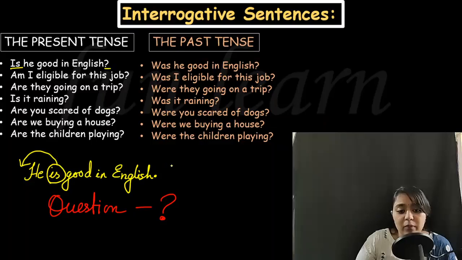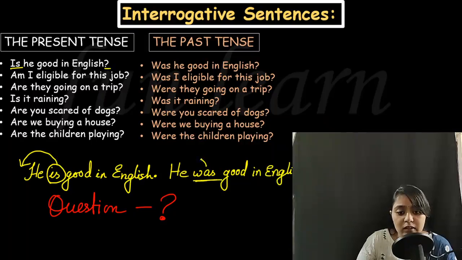So see here, he is good in English. If we change into past tense, it will become he was good in English, right? But since this is an interrogative sentence, what we'll do is take this was and put it here, and it becomes was he good in English. In the same way, am I eligible for this job will become was I eligible for this job. Okay, are will change to were. It's not very difficult, right?